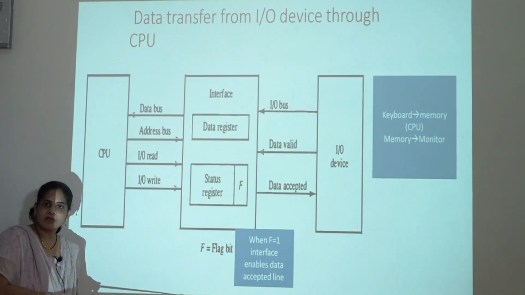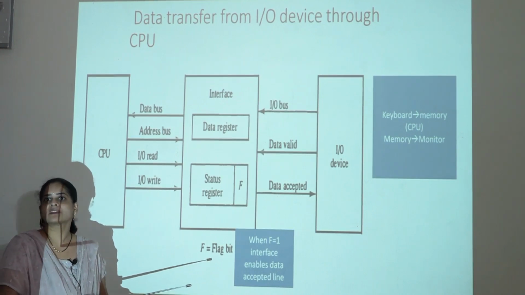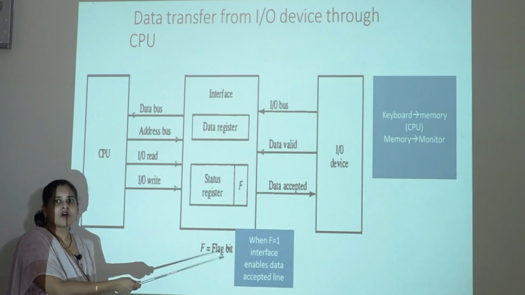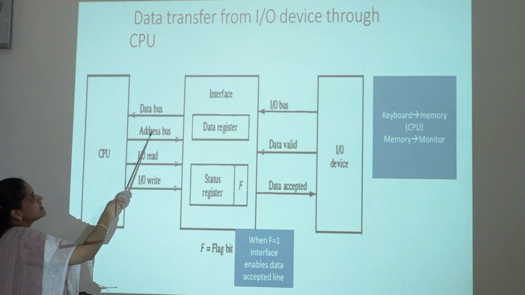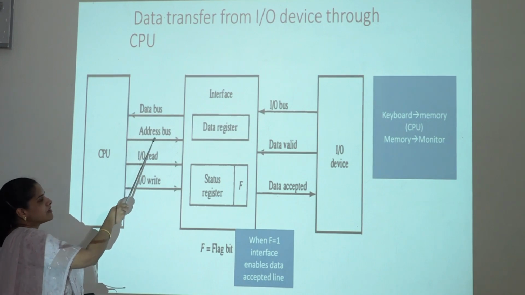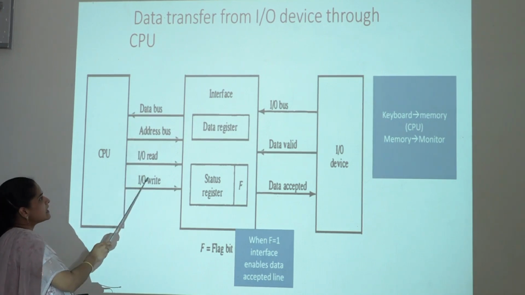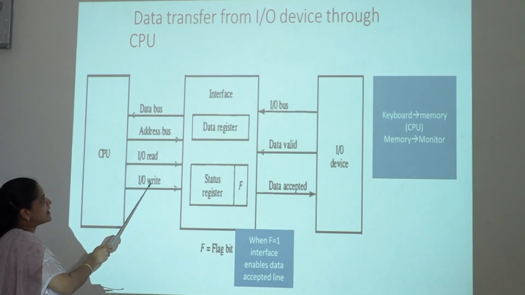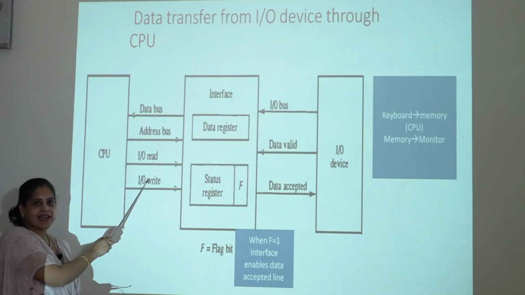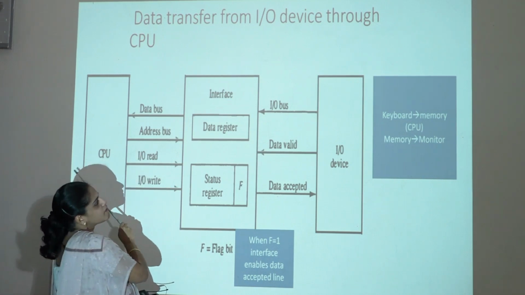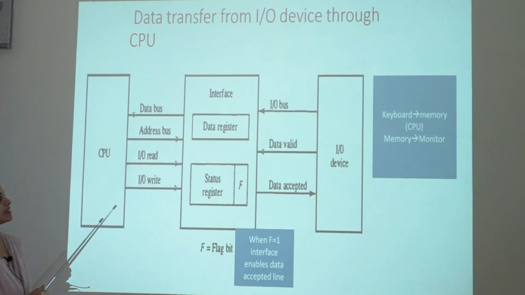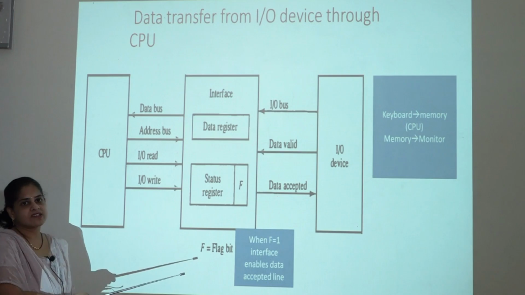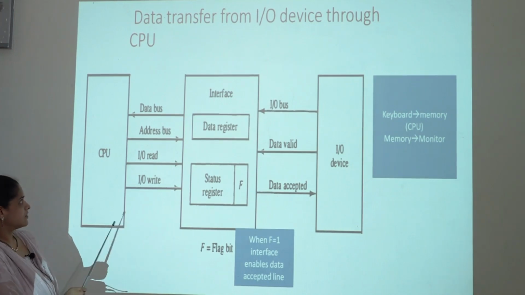Similarly, for example, the memory unit has an information or an output that has to be transferred to the output device or a monitor. In that case, the CPU will enable the address bus. It places the address of the output device onto the address bus, and depending upon the type of operation it wants to perform, IO read or IO write, it enables the corresponding lines and transfers the data from the memory unit to the output device. So this is how the communication between the input output devices and the CPU normally takes place.